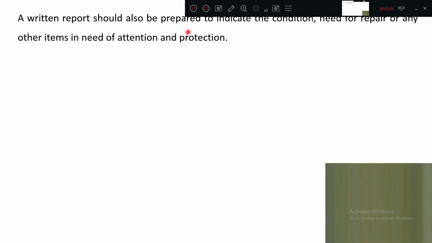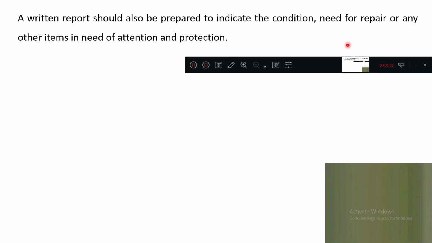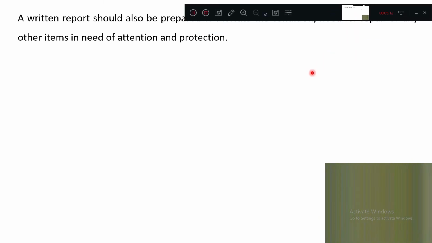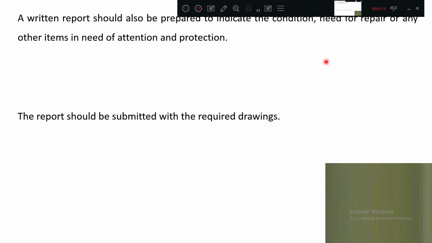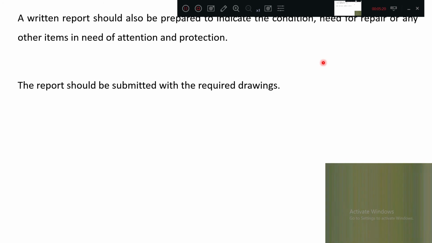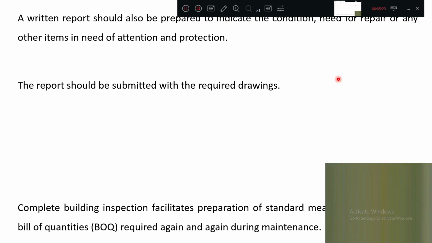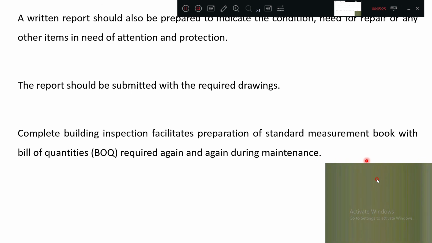A written report should also be prepared to indicate the condition, the need for repair, and any other items which require attention and protection. Report content should be everything. The report should be submitted with the required drawings. Means if a plumbing point has a problem, then the corresponding plumbing drawing should be given.